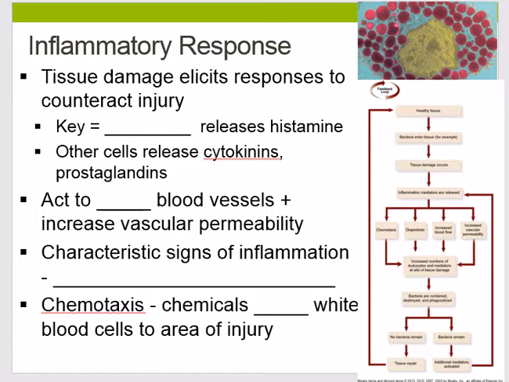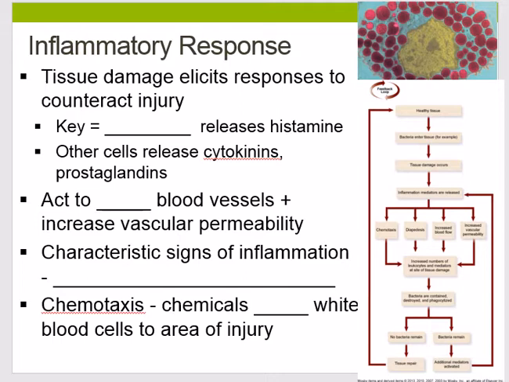For example, bacteria can cause tissue damage that in turn triggers the release of various inflammatory mediators from cells such as mast cells, which are found in connective tissue. Inflammatory mediators released from mast cells include histamine. Other cells can release cytokines as well as prostaglandins. These mediators work to dilate blood vessels, but they also work to increase vascular permeability so that we can get more blood to the area.